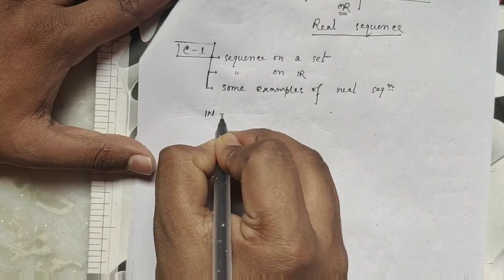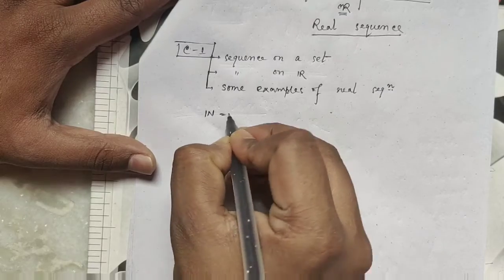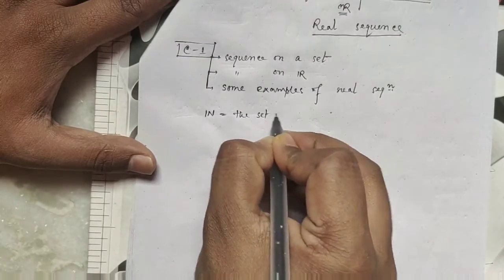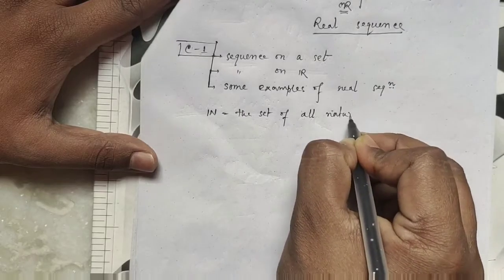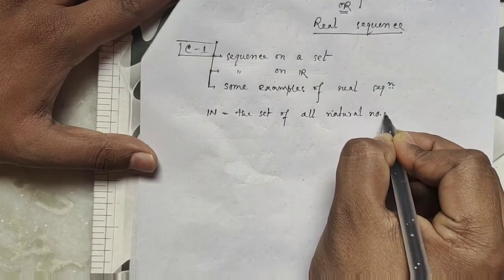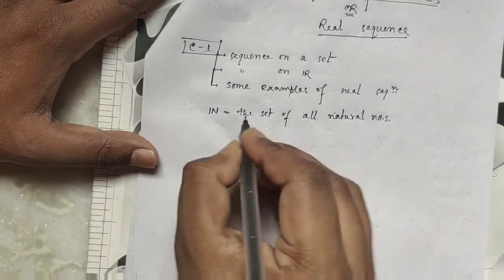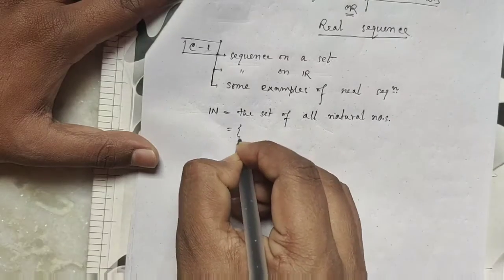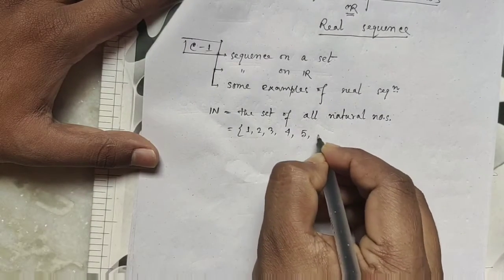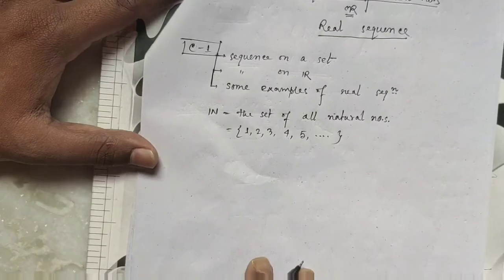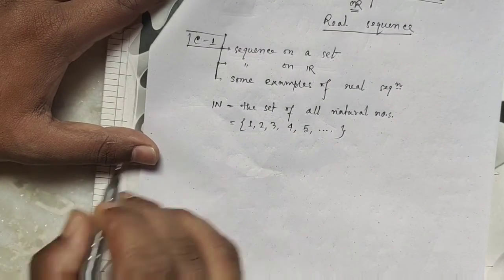N denotes the set of all natural numbers, which are 1, 2, 3, 4, 5, and so on.